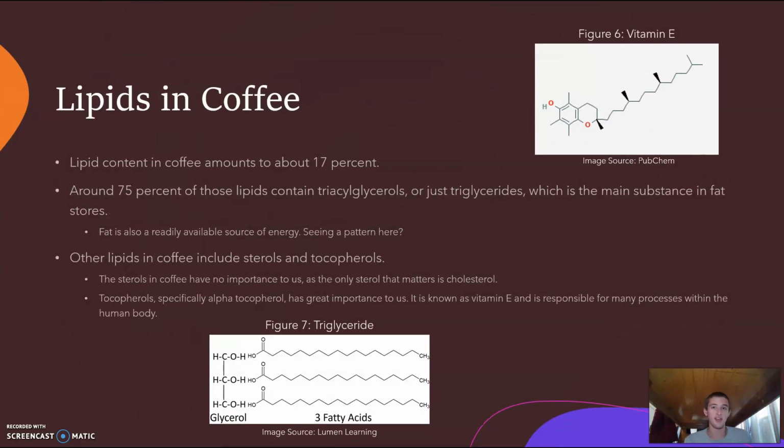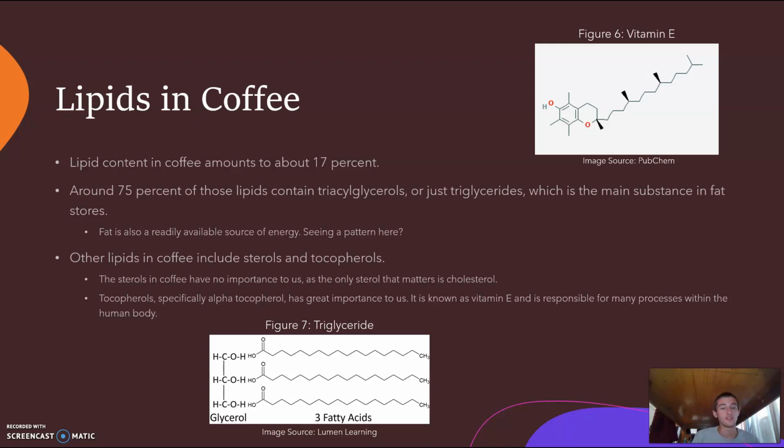Next is the lipids in coffee, and those average about 17% content, and 75% of those lipids are triacylglycerols, or just triglycerides, and that's the main substance in fat storage. And going back to carbs as an energy source, lipids are also used as an energy source, and those are used when you have light intensity exercise. So just basically being physically active, you use fats as energy. So you can see that people will also consume coffee because of the energy content that comes from carbs and lipids.